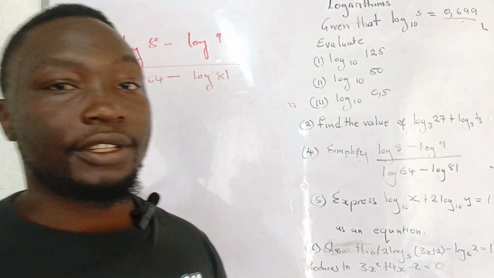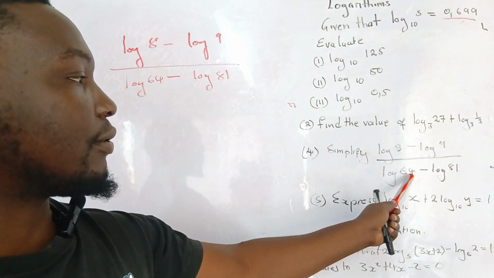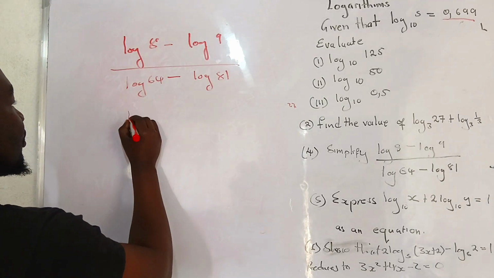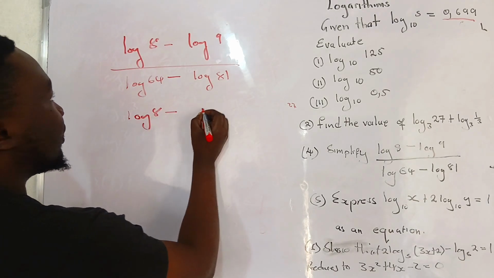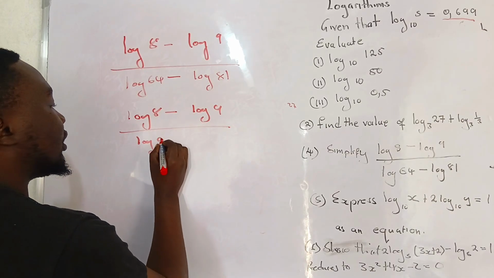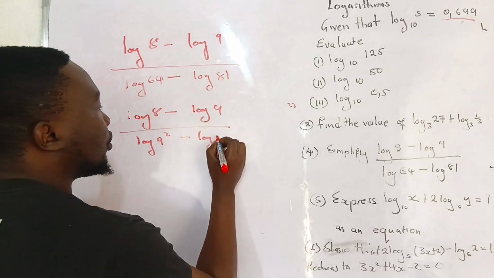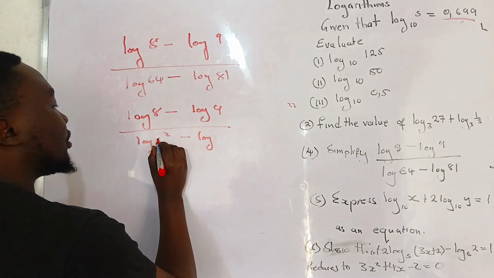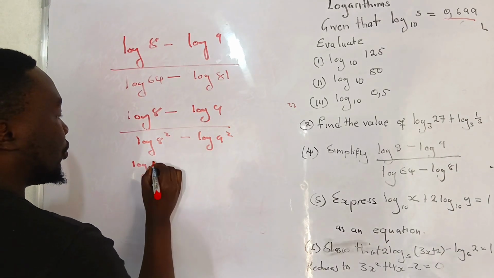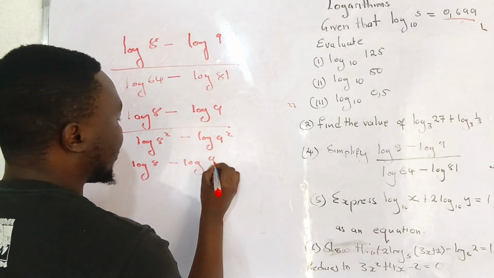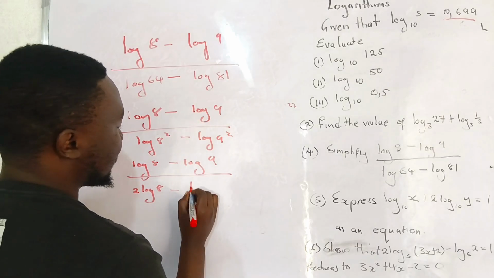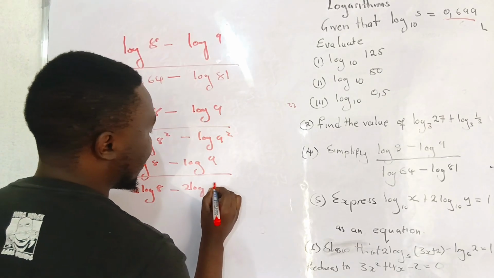8 and 64 have a relationship. 64 is the square of 8, and 81 is the square of 9. So let's express that as log 8 minus log 9 all over log 8 squared minus log 9 squared. So let's bring down the powers: log 8 minus log 9 over 2 log 8 minus 2 log 9.